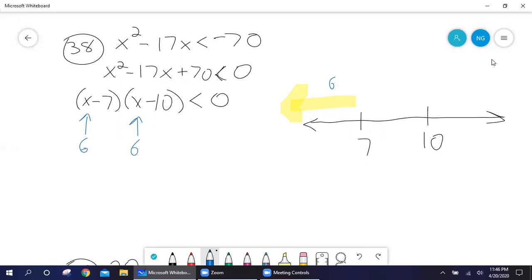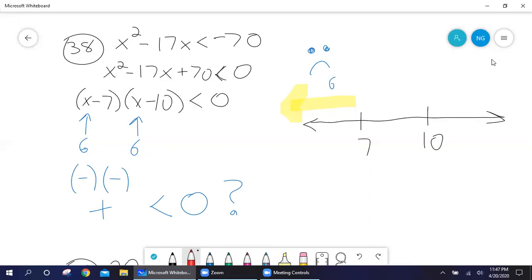I care about positive or negative. If I threw 6 into the first factor, I'd have a negative number. If I threw 6 into the second factor, 6 minus 10, that's going to be a negative number. A negative times a negative is positive. The question is, does this work? Are positive numbers less than 0? No, they're not. So that means anything over there doesn't work. And I always like doing a sad face to show that.